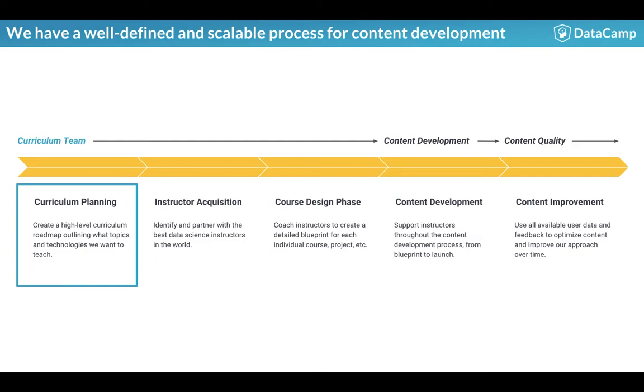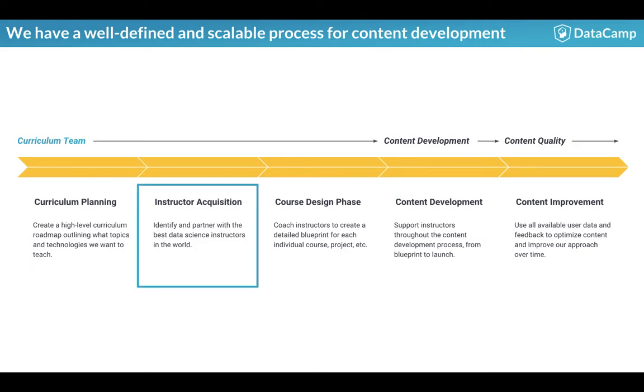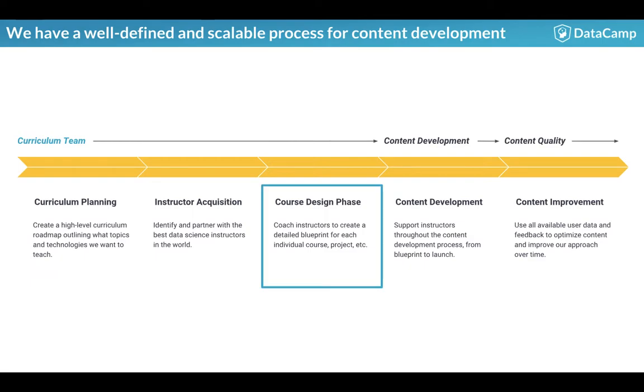In the first phase, curriculum planning, we create a high-level curriculum roadmap outlining the topics and technologies we want to teach in a given time frame. The second phase, instructor acquisition, is where you come in. Once the curriculum roadmap is prioritized, we identify and partner with the best data science instructors in the world to help us build content. In the course design phase, we work closely with our identified instructors to create a detailed blueprint for each course, also known as the course specs.